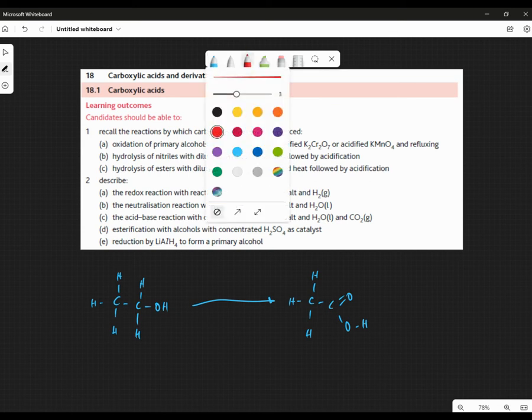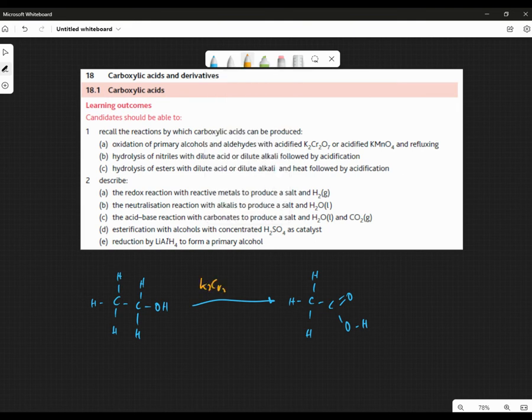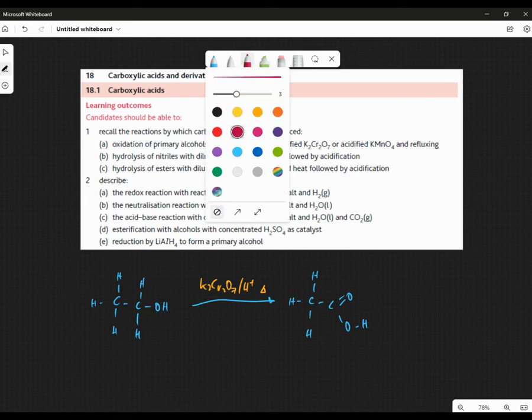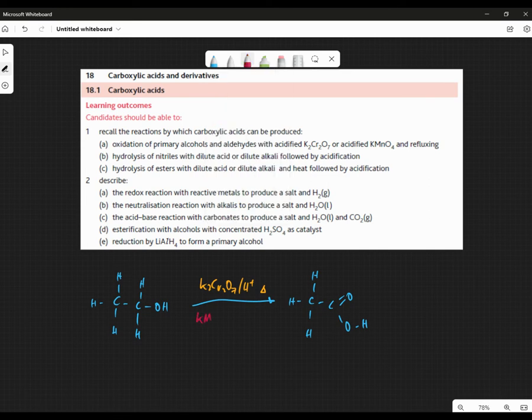We do it with, let me try and get the colors right, this guy, K2Cr2O7, and it's acidified and heated. Okay, I'll talk about that in a minute. Or we could also use the purple stuff, which is potassium manganate, acidified and heated. Both of these are oxidations of the primary alcohol. Now it must be a primary alcohol because a secondary alcohol won't oxidize to the carboxylic acid.